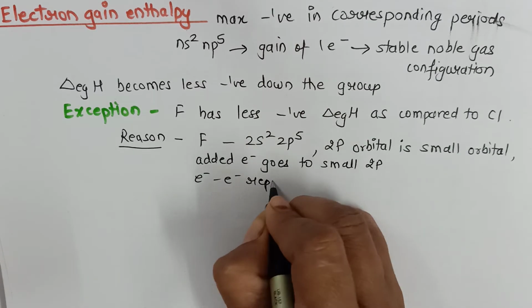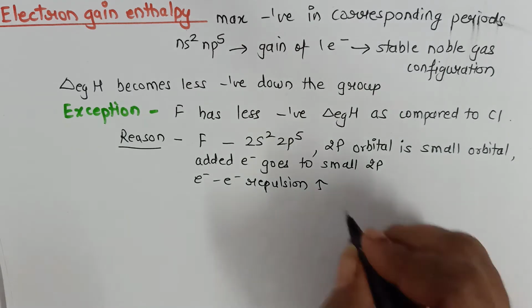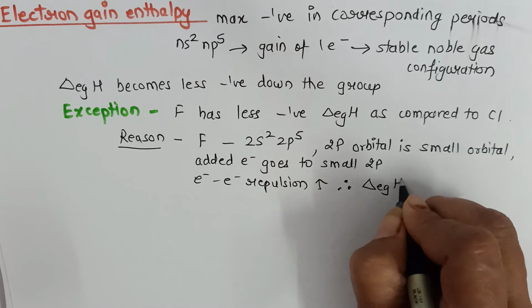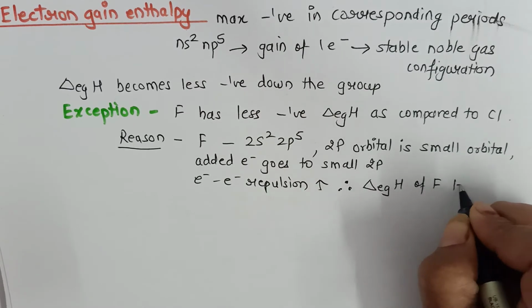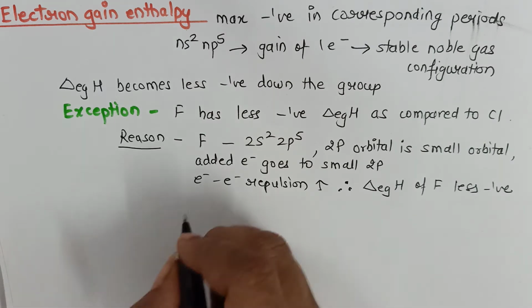Electron repulsion increases, and therefore the electron gain enthalpy of fluorine is comparatively less negative. That means it will accept the electron with a little bit of difficulty as compared to chlorine.